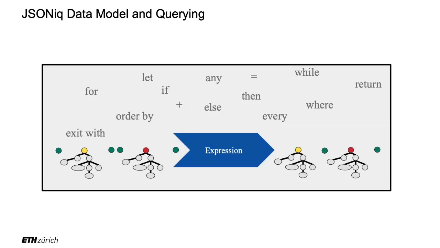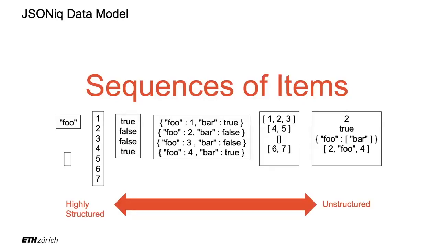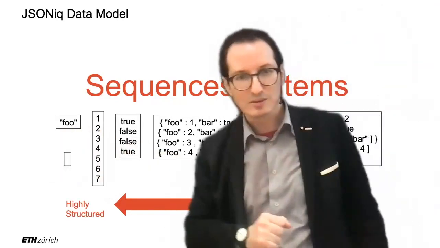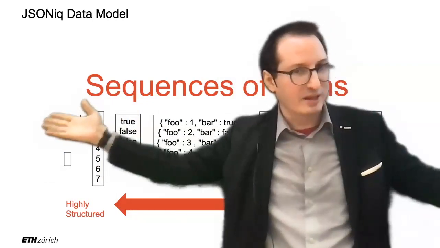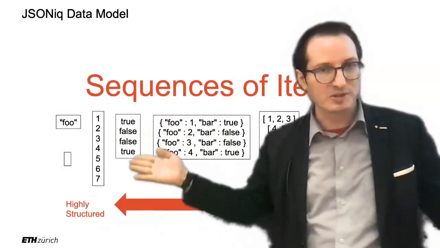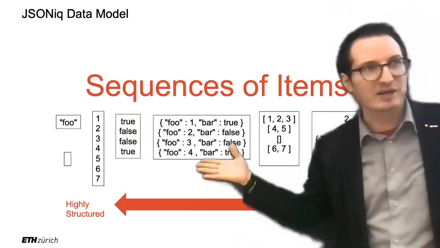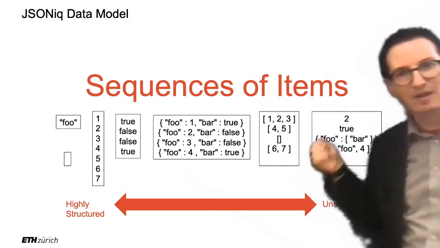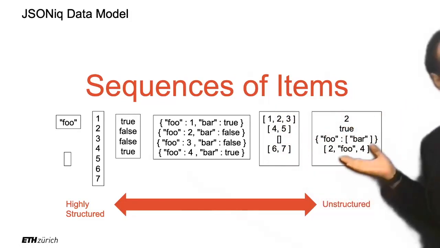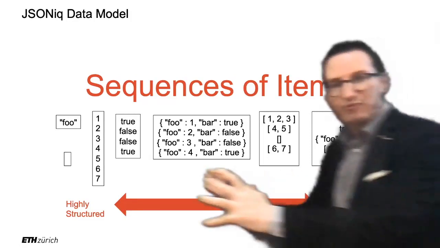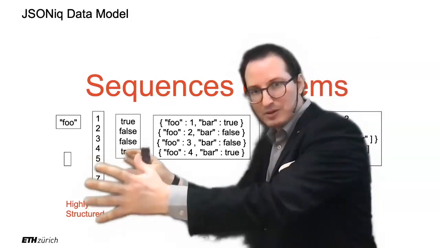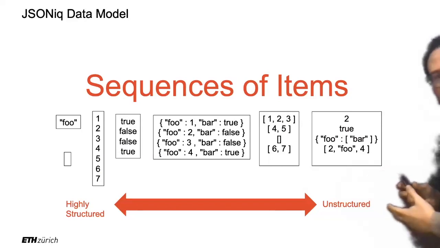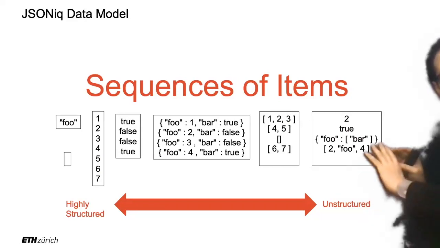And basically, every expression in JSONiq returns a sequence of items. So you're going to return sometimes, to give you a few examples, an empty sequence, or a sequence of just one item, in that case a string, or a sequence of integers, or a sequence of booleans, or a sequence of objects that look alike, or a sequence of arrays of integers but of different sizes, or a completely heterogeneous sequence. So you see that it's a whole spectrum from super highly structured here to super denormalized and completely unstructured. You can have a huge mess in there.